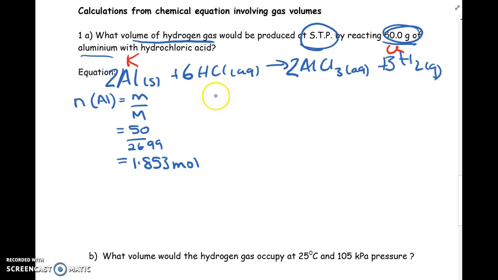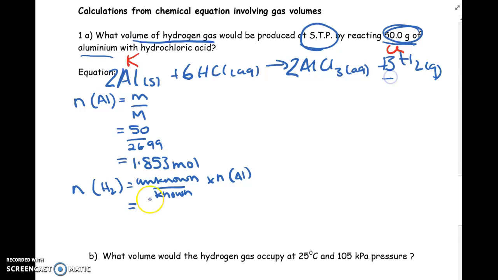Now that we've got our moles known, we have to find our moles unknown using our balanced chemical equation. So the number of moles of hydrogen gas will be equal to unknown over known times the moles of the known, which is aluminium. So unknown is 3, the known is 2, times the moles of the aluminium, which is 1.853, and that equals 2.7788 moles.